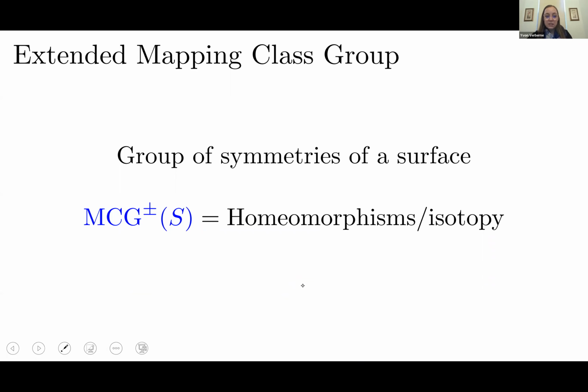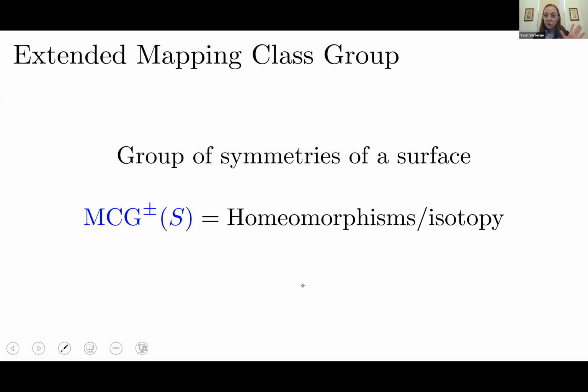Another object that we're going to need to study this concept is the extended mapping class group. And one way to think about the mapping class group is that it's the group of symmetries of a surface. The more precise definition of the extended mapping class group is that you're looking at the group of homeomorphisms of a surface up to isotopy. And for the extended mapping class group, you don't care if the homeomorphism is orientation preserving or not.